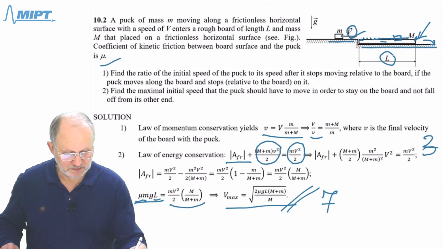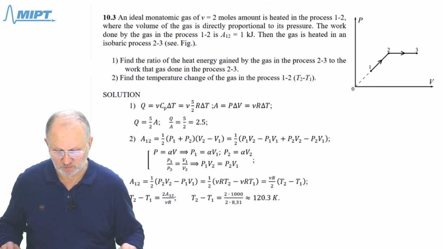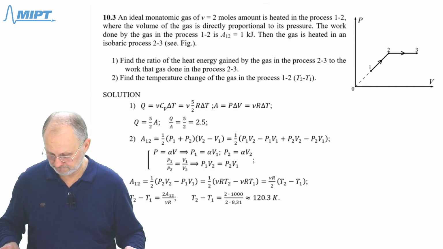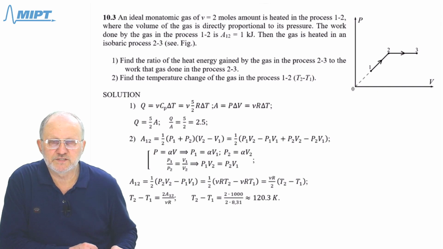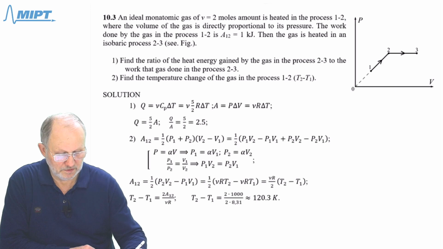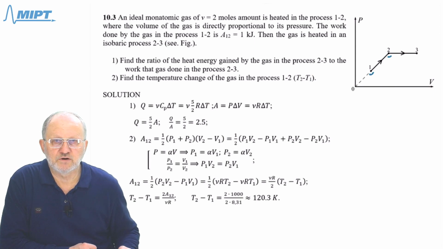Okay, now we go to the next problem, which is problem number 10.3. An ideal monatomic gas in the amount of 2 moles is heated in the process 1,2. So we see the process from point 1 to point 2, which are shown on the pressure volume diagram, where the volume of the gas is directly proportional to its pressure.